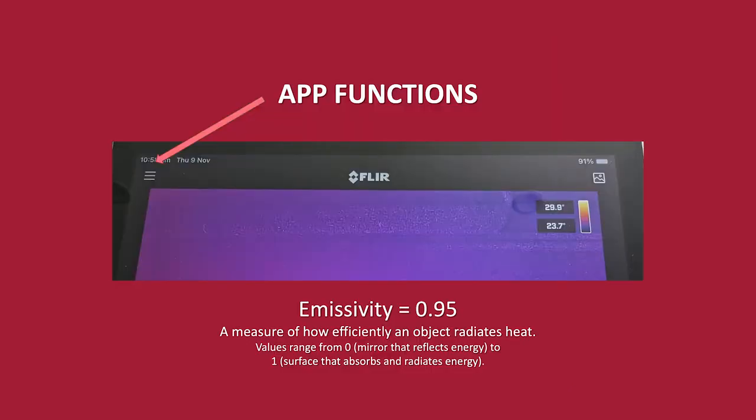And the last thing that I will mention is that there are additional functions within the application itself that you can access on the left top corner. So things like you can change the date and the time, you can change the unit from Celsius to Fahrenheit. You can also enable geolocation. So when you take a photo, it will save the coordinates where this image was taken. There's also the status of the battery, so you can see how much battery is left on the camera.